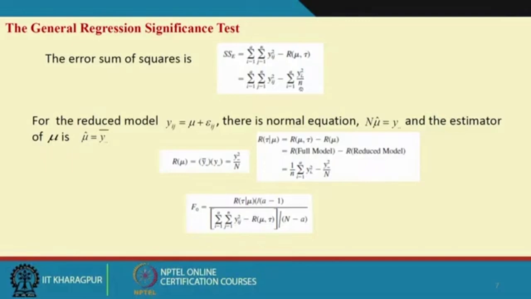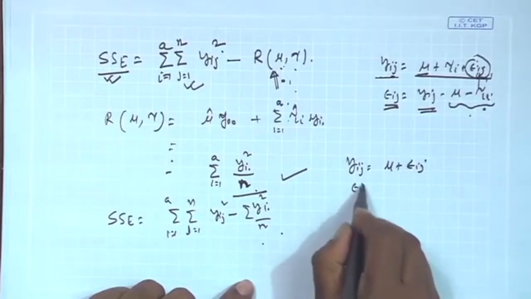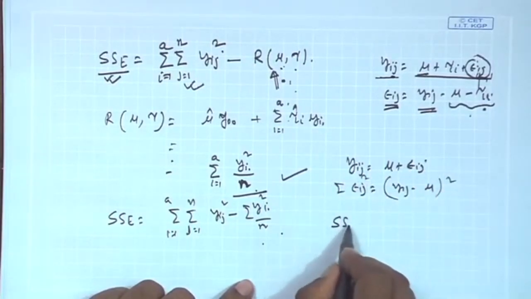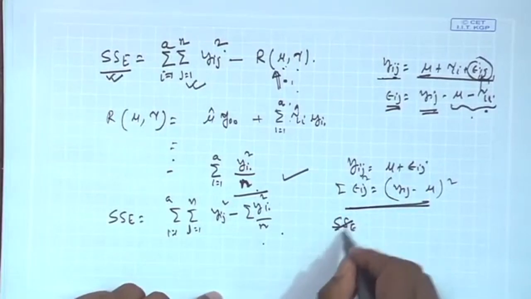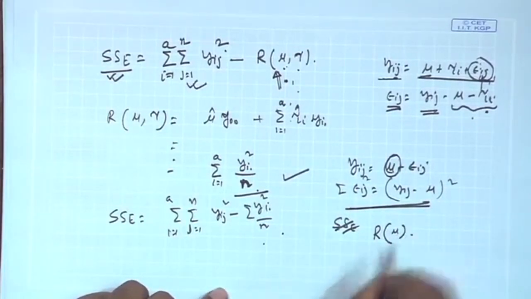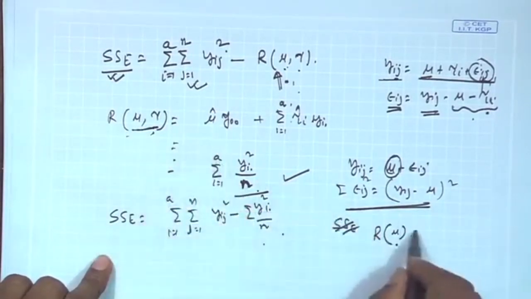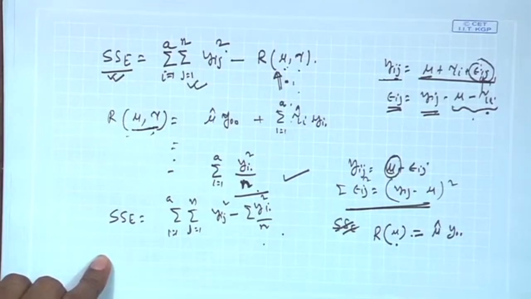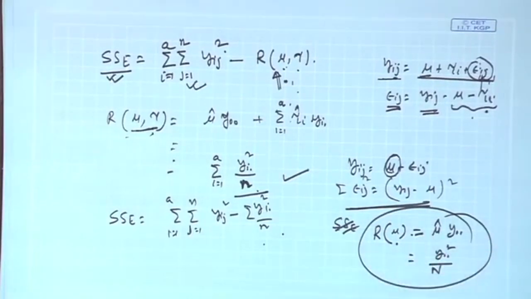Now, if we do the same thing for the reduced model, mu plus epsilon_ij, then epsilon_ij is what? y_ij minus mu. If you square it and sum this, you get the SSE from here. But rather, we are interested in R of mu, here mu and tau for the full model. The estimate is mu cap multiplied by its total. Now, this will give you y dot dot squared by capital N.